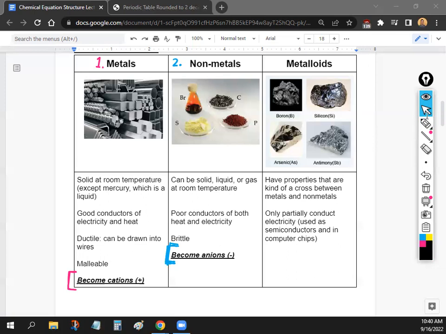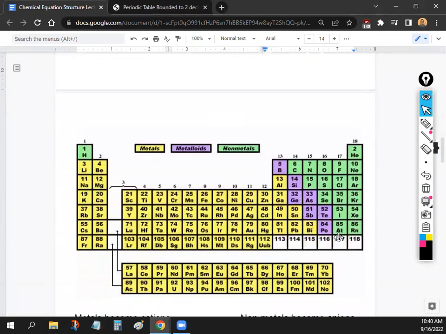Okay, so what I want you guys to do is take a look at your periodic tables, because we're going to be talking very briefly about how you can find where the metals and the non-metals are. You don't need to memorize this, but there is a pattern that you do need to know, and we'll talk about that pattern. So take a look at your periodic table, and I'll show you where the metals and non-metals are.